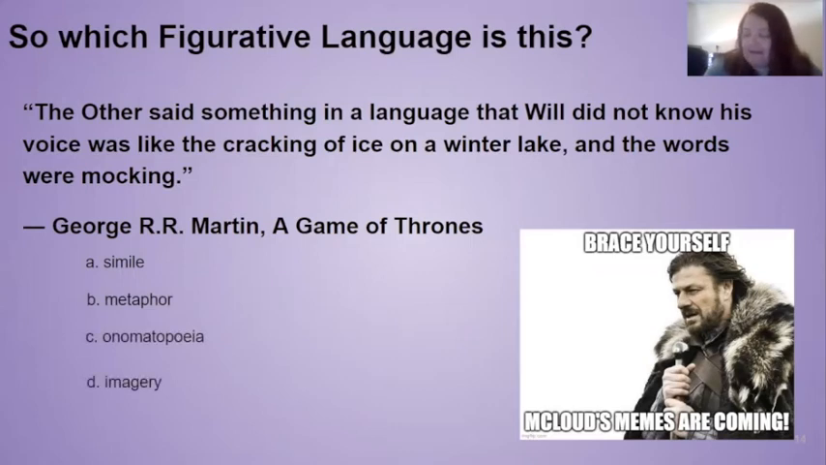Well, let's see. I don't really see a comparison of two unlike things here, so I'm going to get rid of metaphor right away. And, well, I can picture in my mind, but it doesn't evoke one of those senses, so it can't be imagery. Well, it must be onomatopoeia because of the cracking, but it was like the cracking. So you could even say that this onomatopoeia was built with a bit of simile in it.